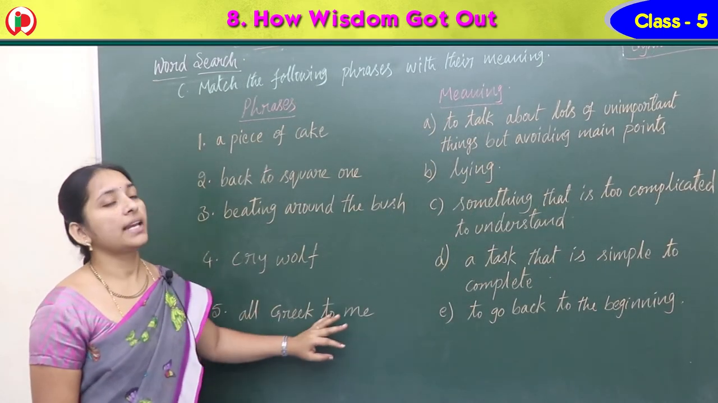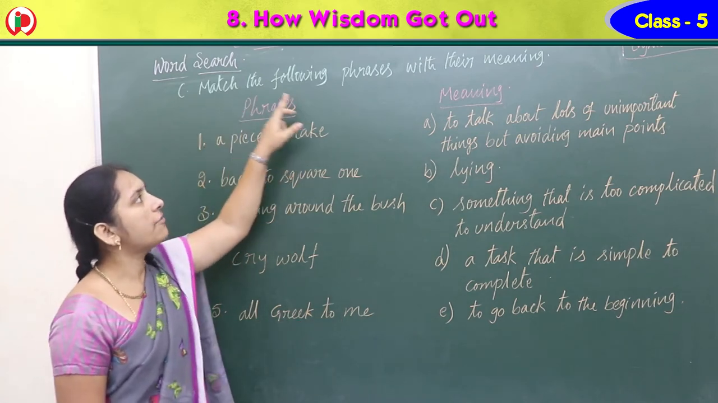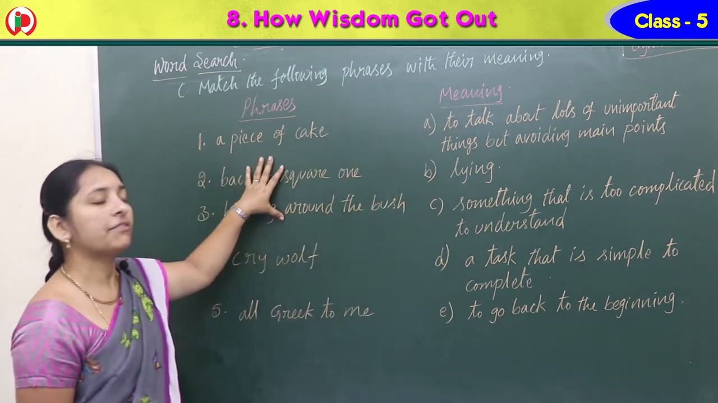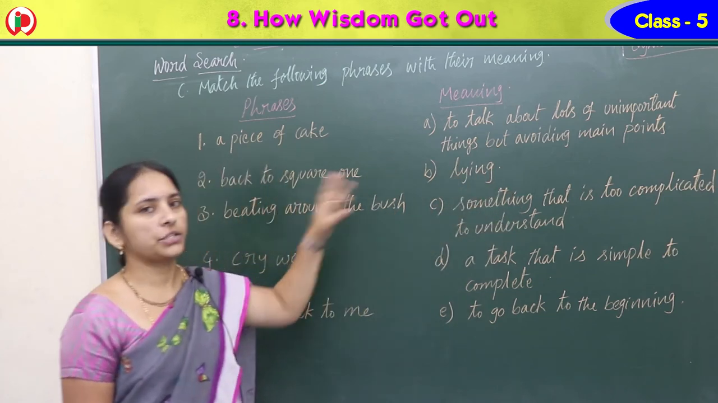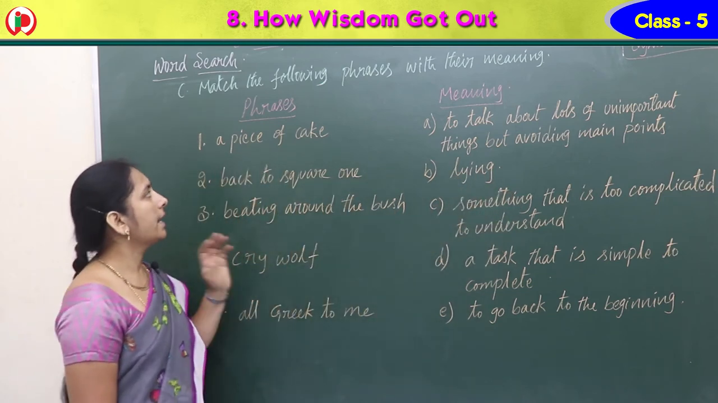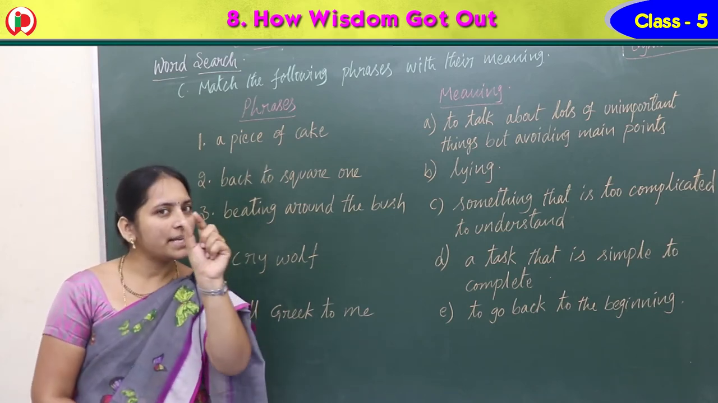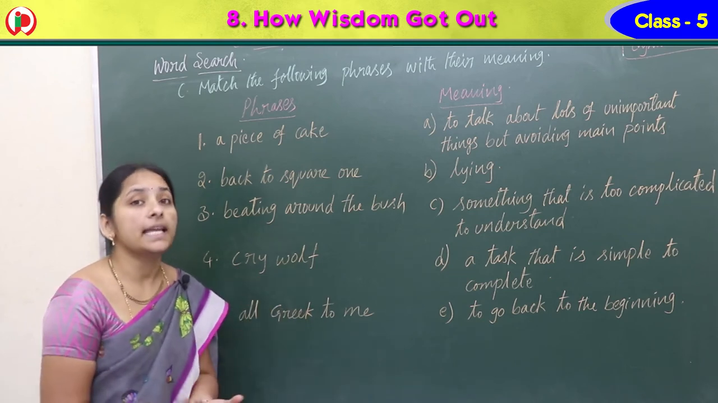Yes, see children, the next one we have is match the following. Match the following phrases with their meanings. Here they have given the phrases and the meanings on this side, so we should match them properly. Now see the first one, a piece of cake. Does a piece of cake mean a small piece of the cake? No. A piece of cake means it's very easy.